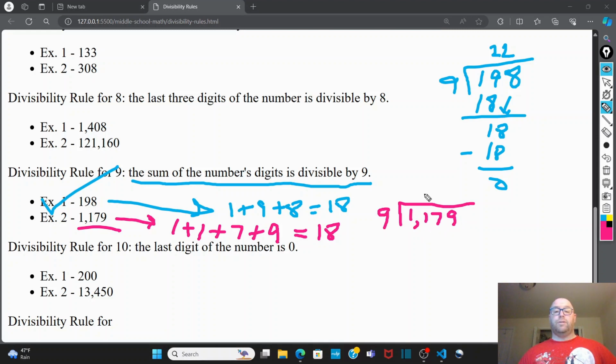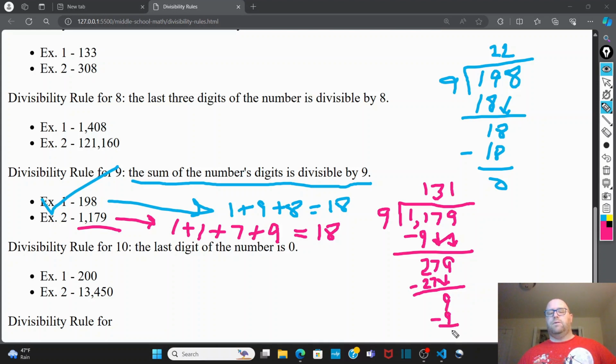9 doesn't go into 1, but it goes into 11 once. 11 minus 9 is 2. Bring down the 7. Bring down the 9. 9 goes into 27 exactly 3 times. 3 times 9 is 27. 27 minus 27 is 0. Bring down the 9. And 9 goes into 9 exactly once. Remainder is 0, so it does check out. Okay, one last one to go.